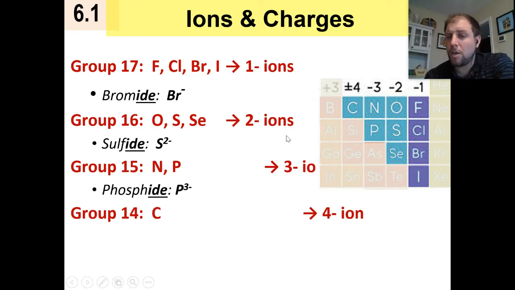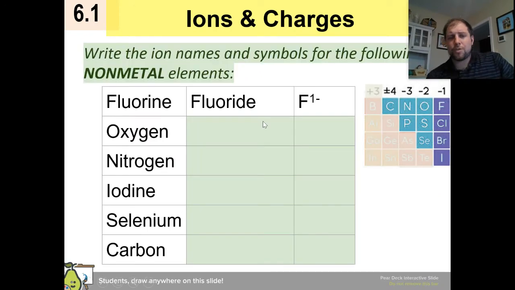Carbon is the only nonmetal that will form a -4 ion. It will steal 4 and become a 4 minus ion, called carbide. That's the only one. So let's take a look here. Let's try and fill this out.